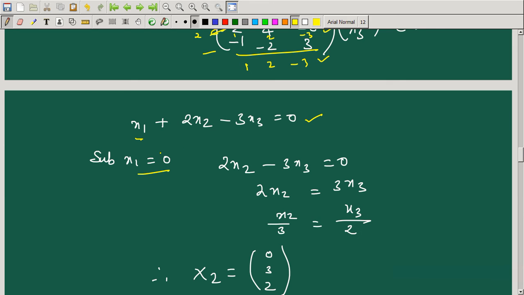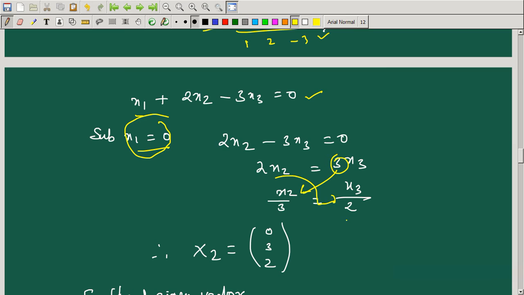For the second eigenvector, substitute x1 equal to 0. Solving this, the remaining equation is 2x2 minus 3x3 equal to 0, and 2x2 is equal to 3x3. Bringing the coefficients down, x2 by x3 is 3 by 2. Therefore, the eigenvector for x2, where we have already substituted x1 equal to 0, is 0, 3, 2. Is it right? So the value of x2 is 0, 3, 2.